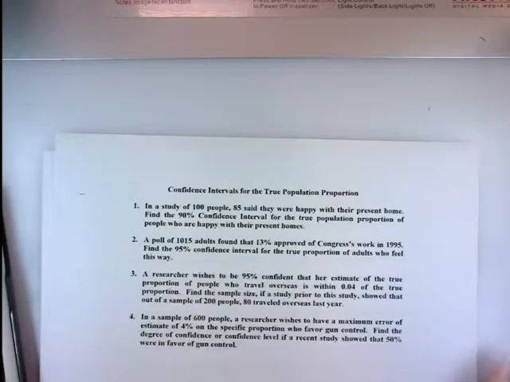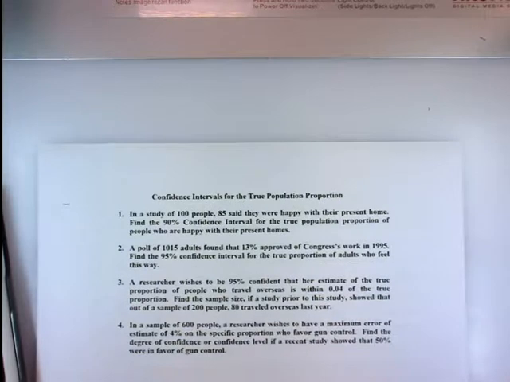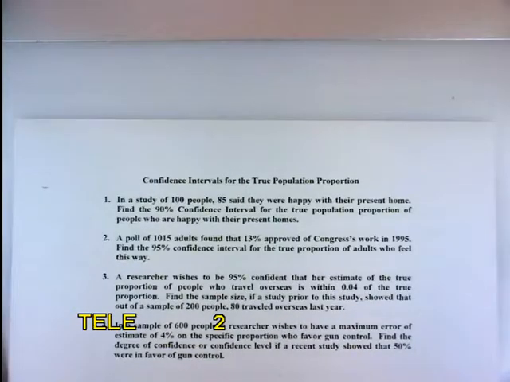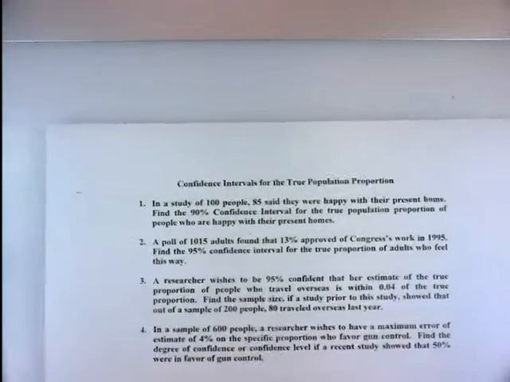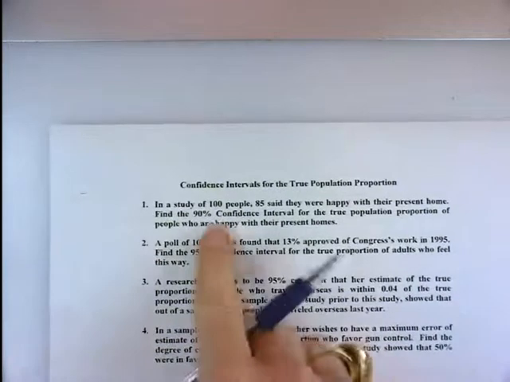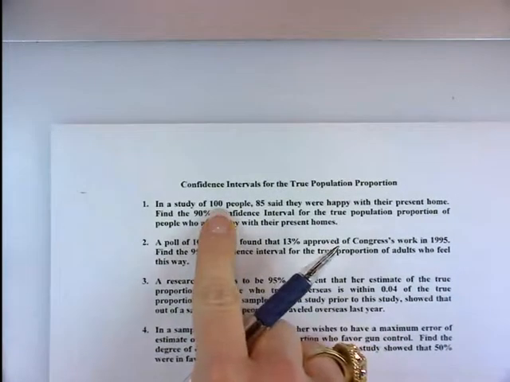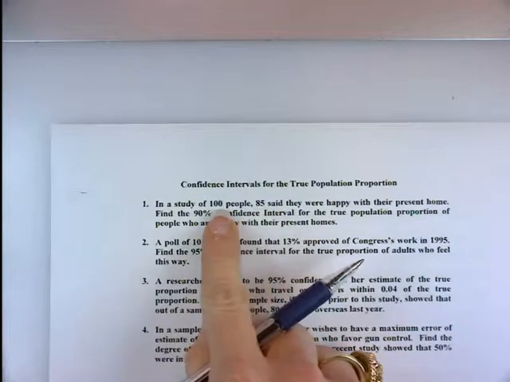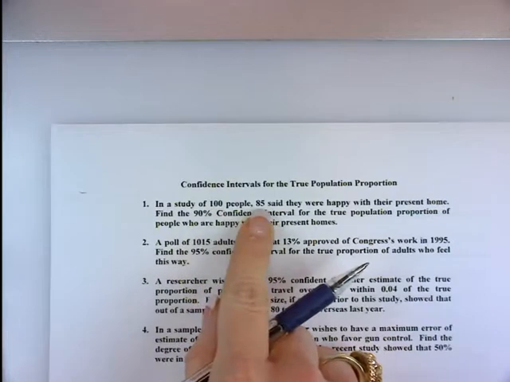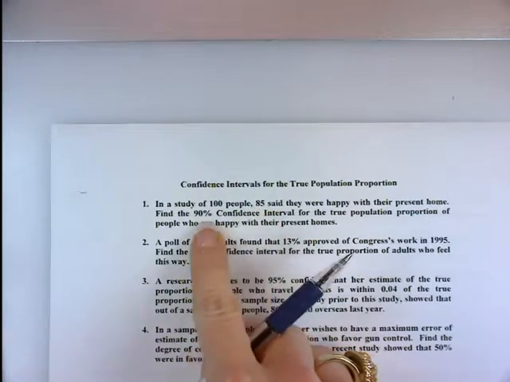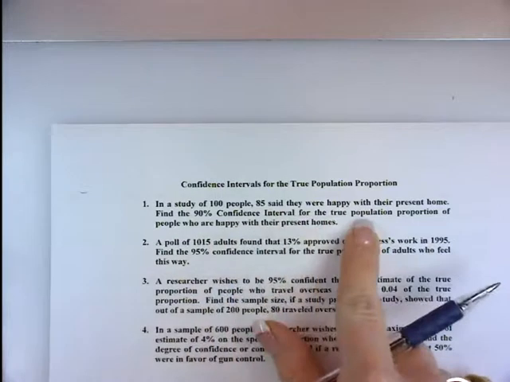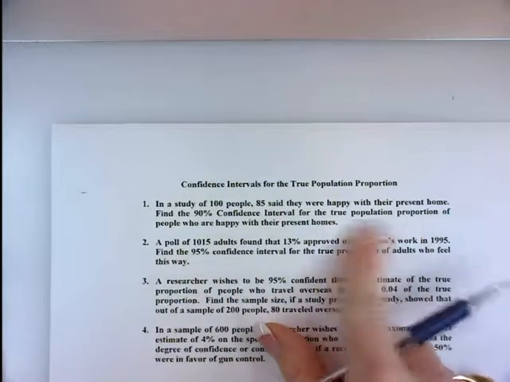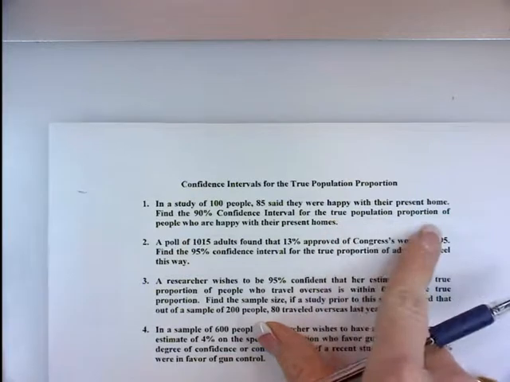Here we go. In a study of 100 people, 85 said they were happy with their present home. Find the 90% confidence interval for the true population proportion of people who are happy with their present home. In a study of 100, that's your N. 85 are happy, that's your X. 85 out of 100 will give you your p-hat, sample proportion. Find the 90% confidence interval for true population proportion. It does not say true population mean.